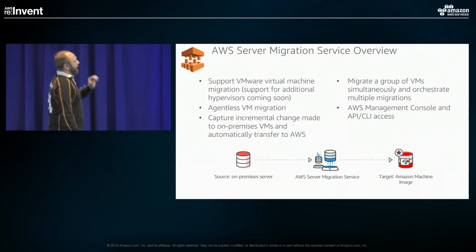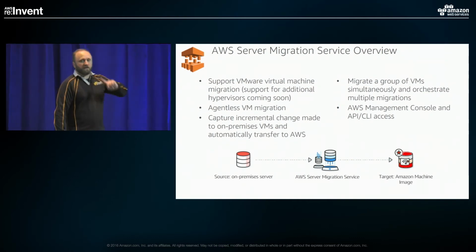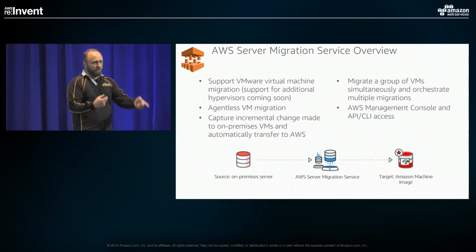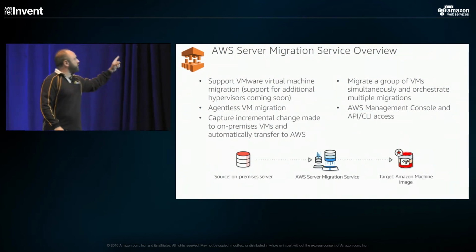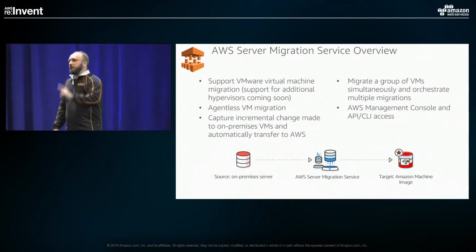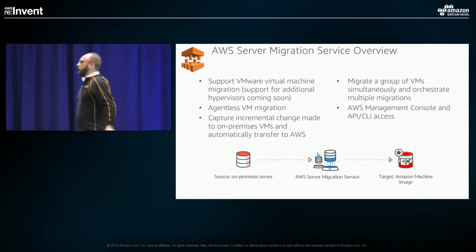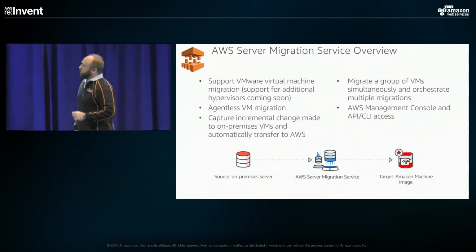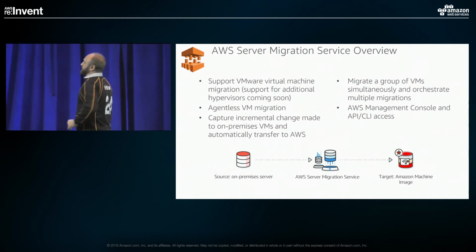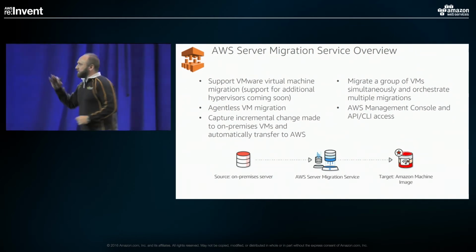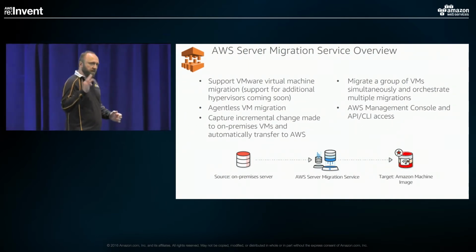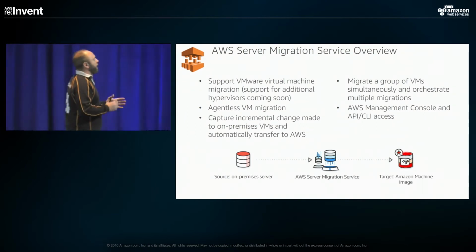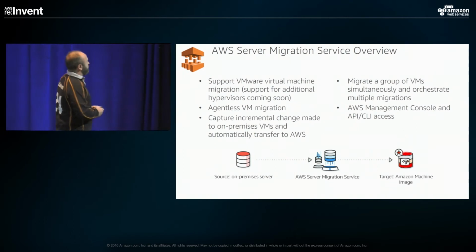Important things to mention here. It's agentless, one thing. So you don't have to preload the agent on the whole thing. Second thing is it can capture incremental changes made to on-premise VMs. This was one of the things that was a question from most of the customers, and it was a must. And most importantly, it can migrate a group of VMs simultaneously and orchestrate multiple migrations. So it doesn't have to be sequential. So it is a very sophisticated service that allows you migration of VMs over.